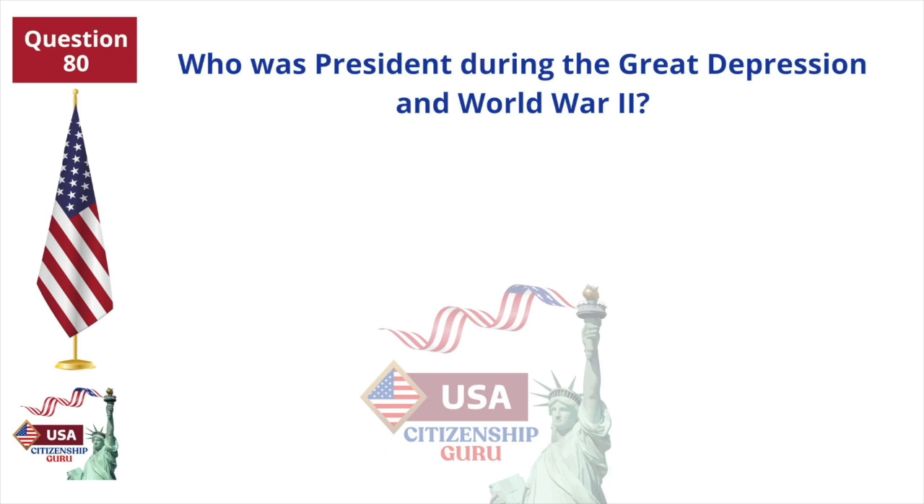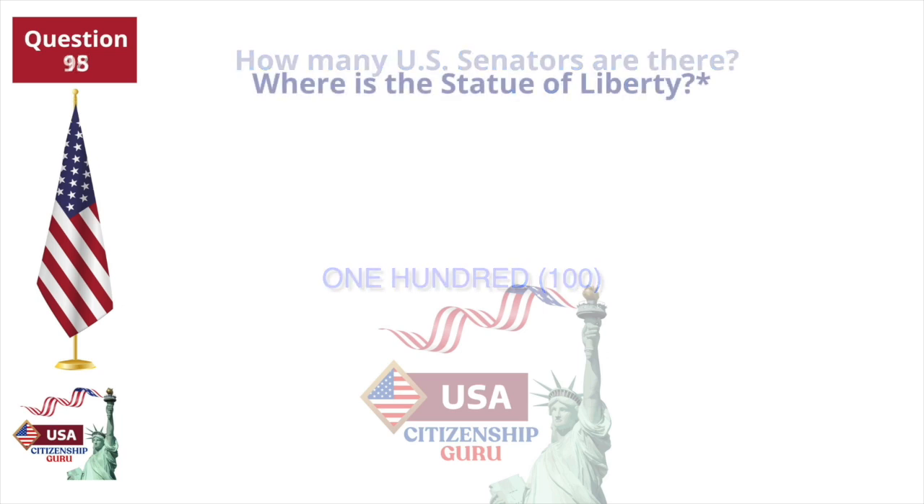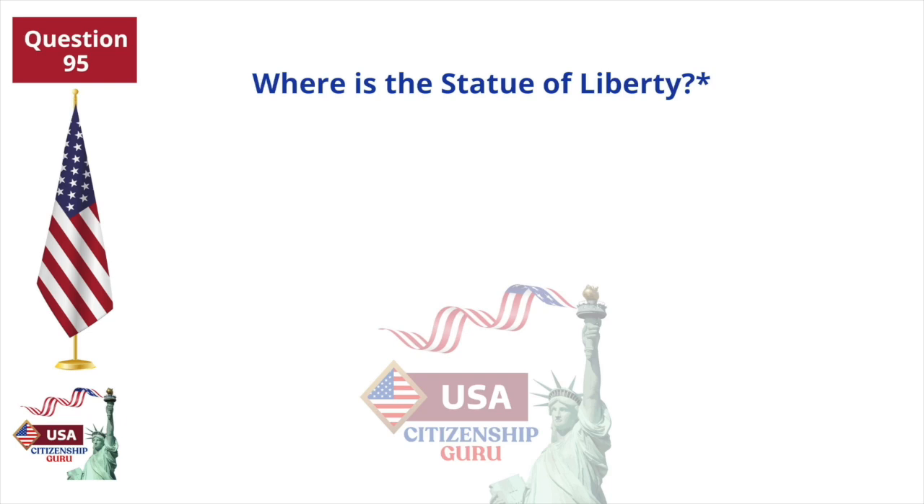Who was president during the Great Depression and World War II? Franklin Roosevelt. How many U.S. senators are there? 100. Where is the Statue of Liberty? New York Harbor.